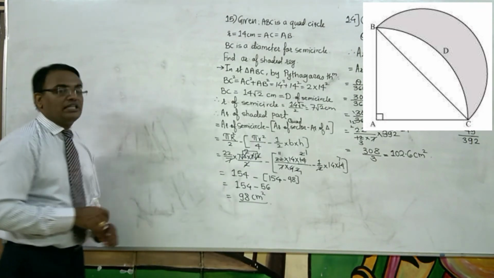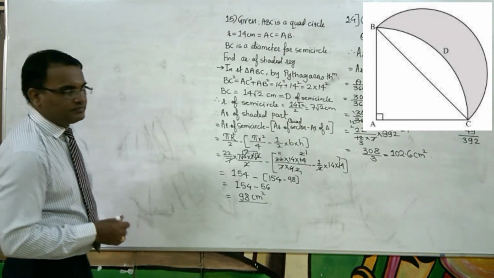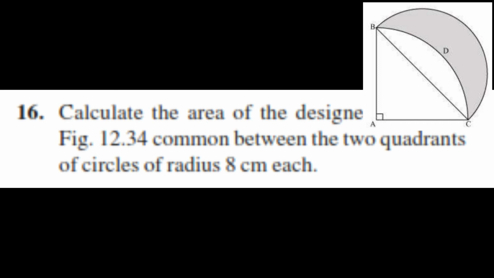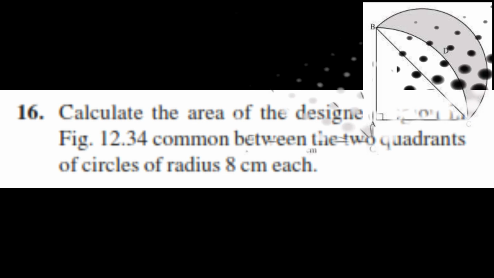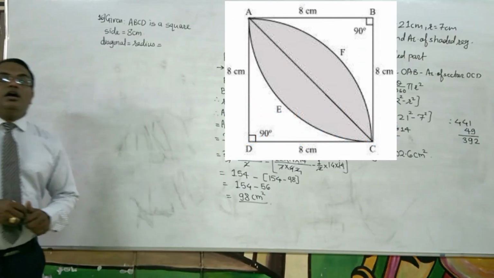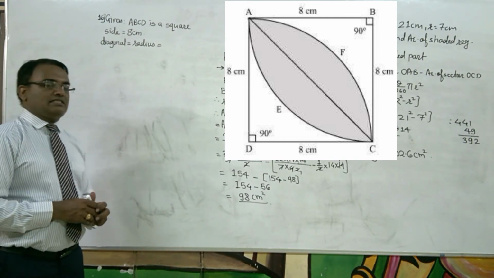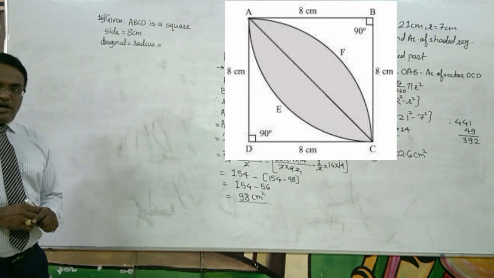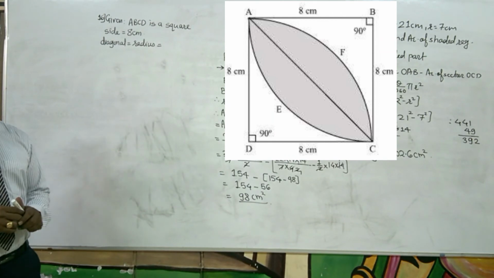Now let's go on to the last sum. Calculate the area of the designed region in figure 12.34 common between the two quadrants of a circle of radius 8 cm each. Now sum number 16 says that ABCD is a square with side 8 centimeter.